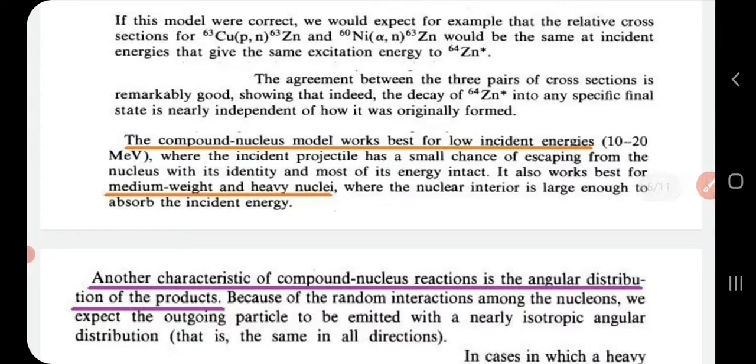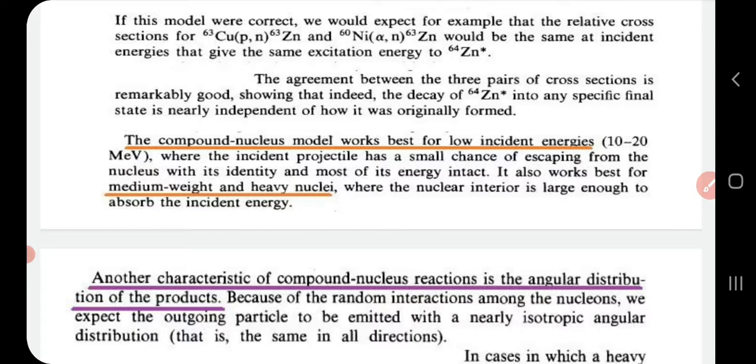Now the compound nucleus model works best for low incident energy. So this model is applicable only at low incident energies, that is energy between 10 to 20 mega electron volt, where the incident projectile has a small chance of escaping from the nucleus. Another factor at which it works very well is in the medium weight and heavy nucleus. Here the nuclear interior will be large enough to absorb the incident energy.